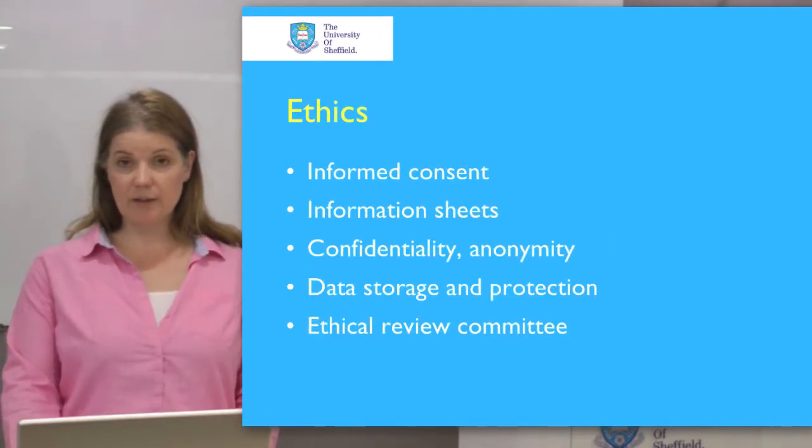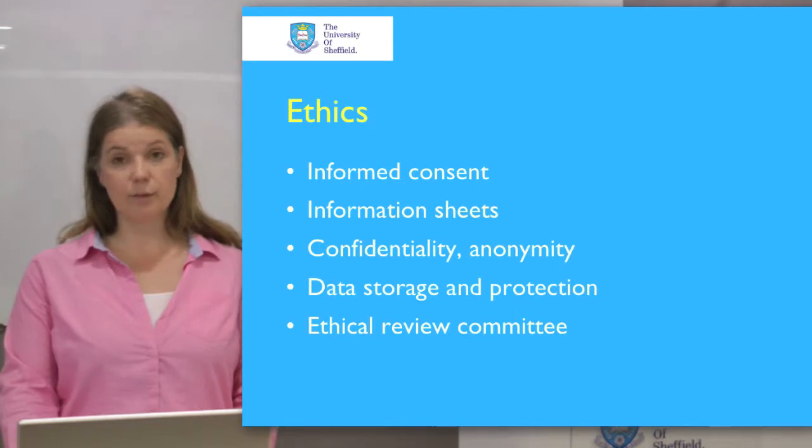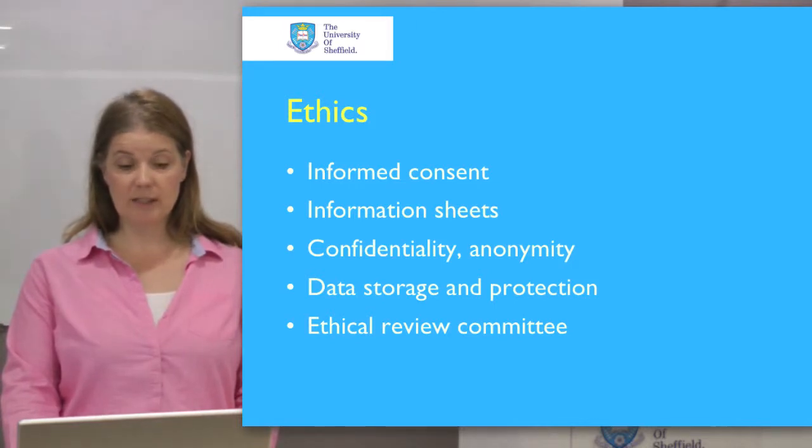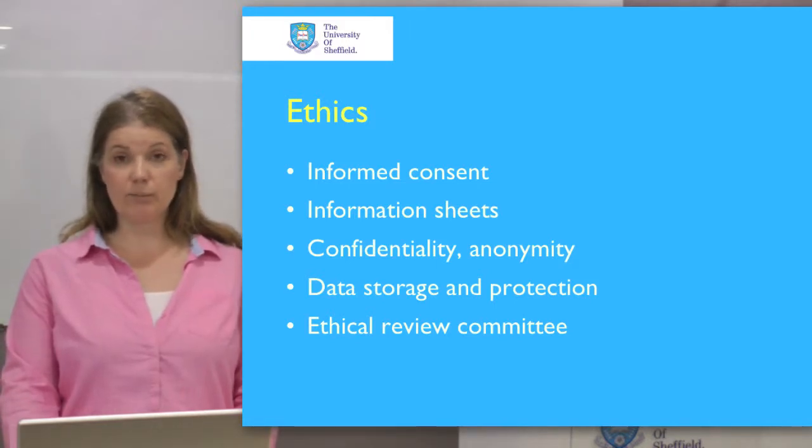So specific things in your protocol that you need if you are not doing a secondary analysis. If you're doing primary data collection, you'll need to have informed consent sheets. You'll need information sheets for your participants. You'll need to state very specifically about confidentiality and anonymity, how you're going to collect the data, store it. And this is important if you've got to go to an ethical review committee.